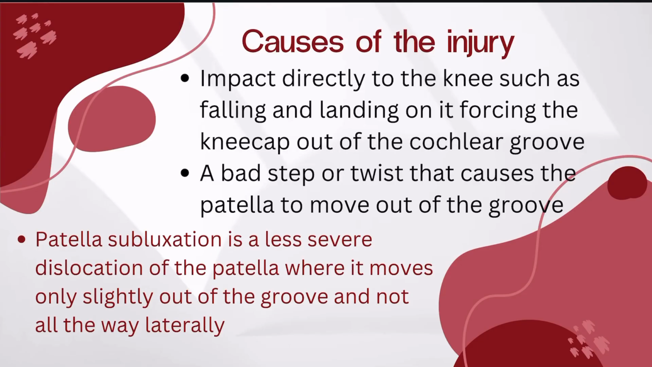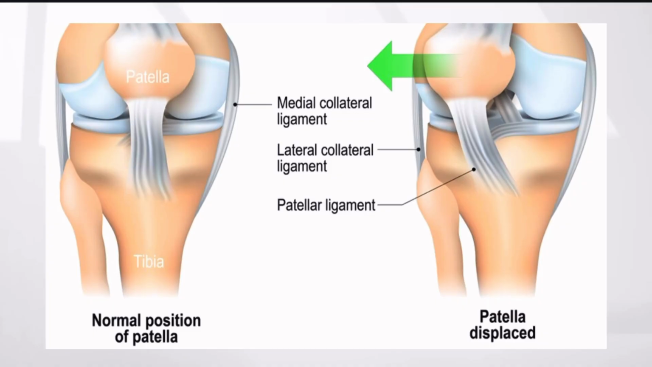Some causes of the injury are almost always impact directly to the knee, such as falling or landing on it and forcing the kneecap out of the trochlear groove, or another kind of impact is a bad step or twist that causes the patella to move out of the groove and towards either side of the knee joint. Patella subluxation is a less severe dislocation where it moves only slightly out of the groove and not all the way laterally or medially to one side.